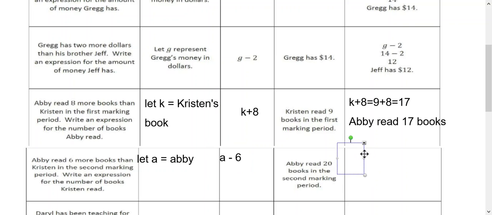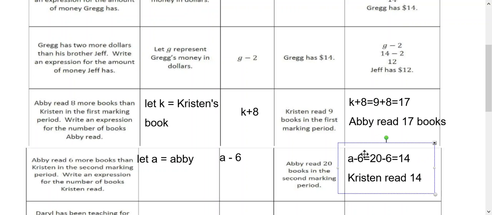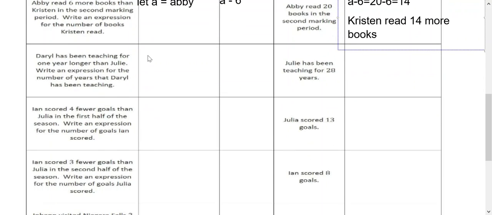So then we go over here and we do our A minus 6 equals 20 minus 6, which is going to equal 14. I subtracted wrong, 14. And so Kristen read 14 books, okay? Now we go to the next one. And then at this point, I'd like you to pause it and try these on your own and then check your answers. But if you just need to go through it with me, that's fine too.